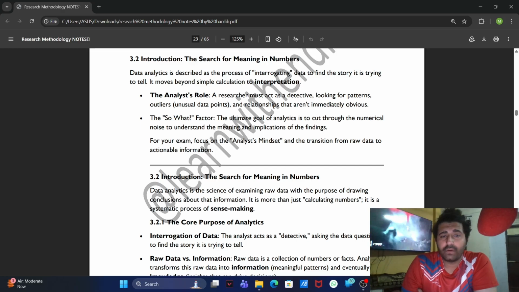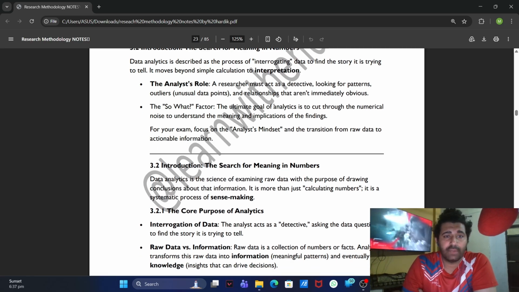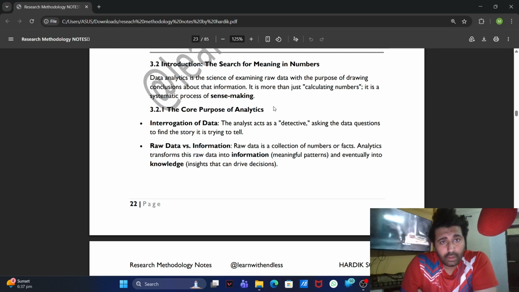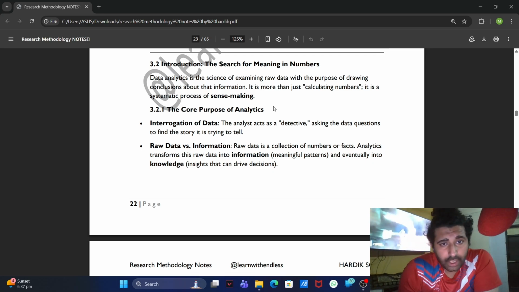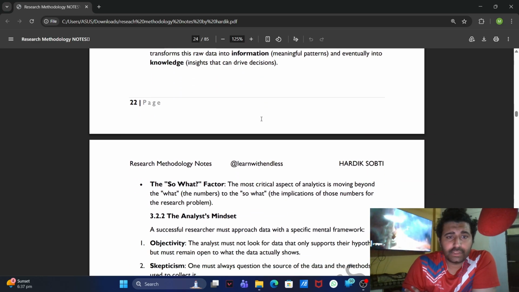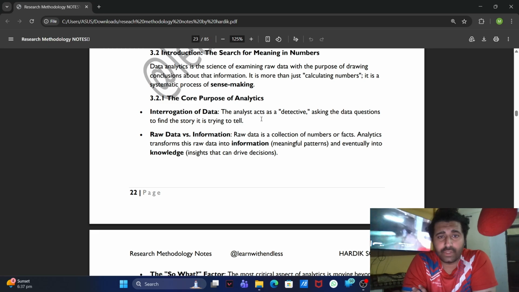For example, focus on the analytic mindset and the transition from raw data to actionable information. Introduction. Again, the purpose of analytics: interrogation of data, raw data versus information, the so what factor. The analyst acts as a detective, asking the data to find the story it is trying to tell.